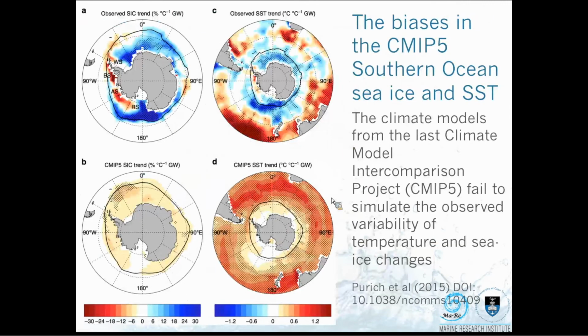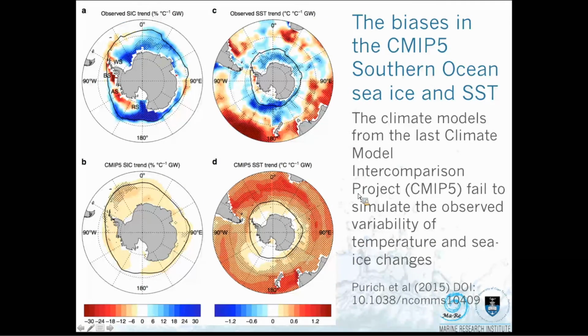So this work by Purich analyzed the observed trend in sea ice concentration. This one is scaled per degree of global warming, so it's percentage per degree of global warming, not per decade in this case, and the observed SST trend. Associated to these changes in the sea ice, we have a trend in temperature, which is a cooling. So how are the models performing?